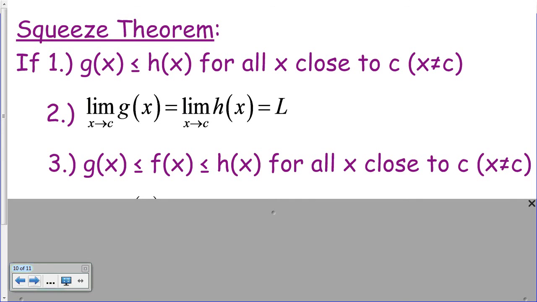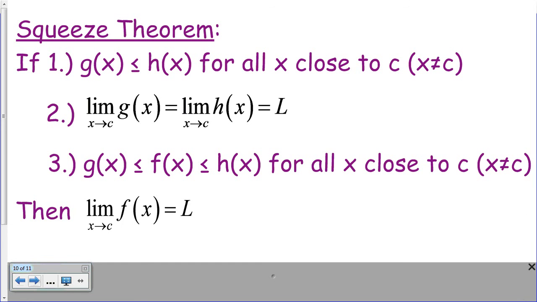And the last piece, the third condition, is that g of x has to be less than or equal to f of x, which has to be less than or equal to h of x. That's where you're squeezing f of x in between g and h. That's the name of the theorem. So you have to show that f of x can be squeezed between g and h for all x close to c, but again, not equal to c. We don't have to worry about what's happening right at c. If you meet all 3 of those conditions, then it turns out the conclusion is that the limit as x goes to c of f of x is also equal to L, the same limit as g and h had.